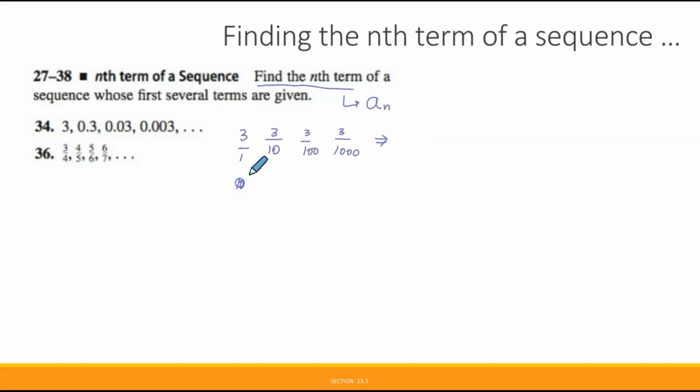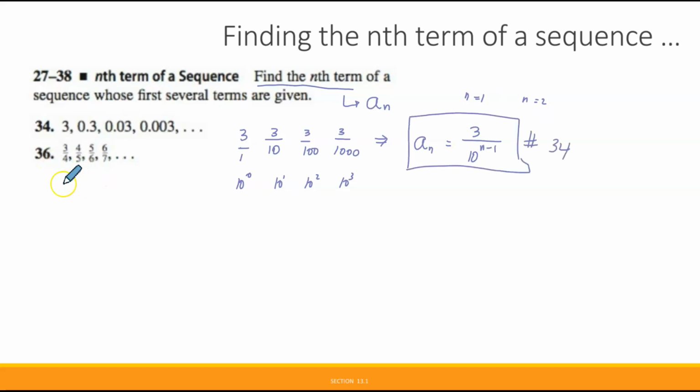This would be 10 to the 0. This would be 10 to the first. This would be 10 squared. This would be 10 cubed. And so I think that we got it. That would be a sub n is equal to 3 over 10, now, not to the n. Why is it not to the n? Because remember, n starts with 1, and that would be 3/10. Then n goes to 2, and that would be 3 over 100. So this is actually 3 over 10 to the negative 1.